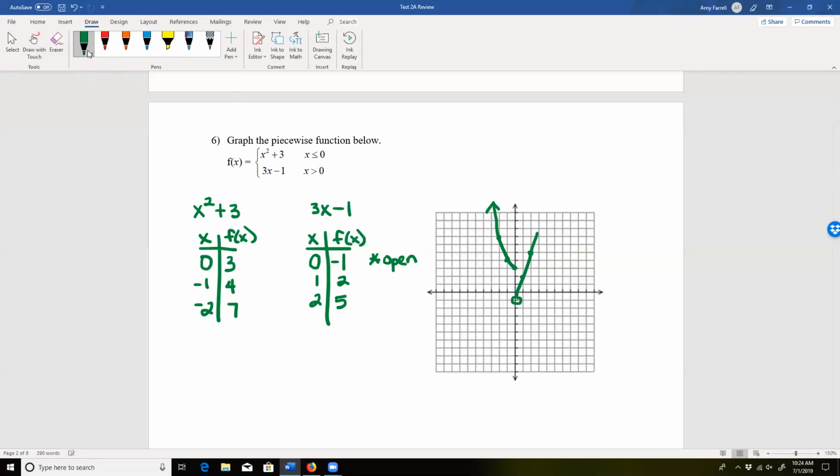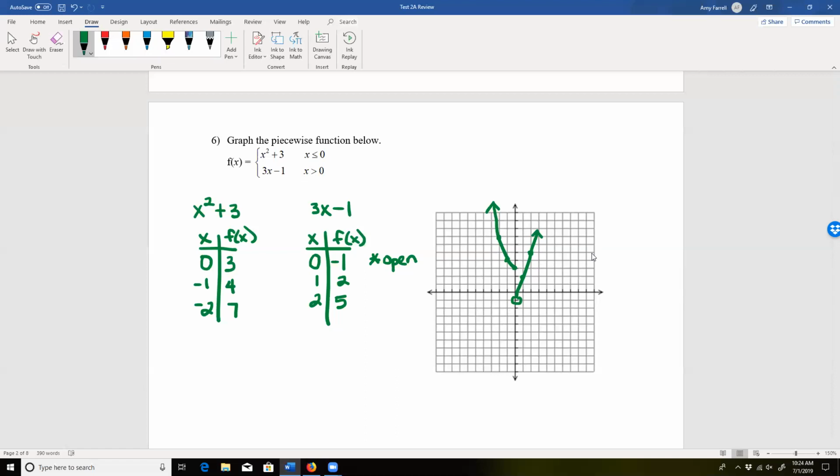Okay, so here's what my piecewise function looks like. For x less than or equal to 0, we've got this rule applying. Then when x is greater than 0, the second rule applies. Open circle, okay, open circle there. We still plug 0 in. We just don't shade that in.